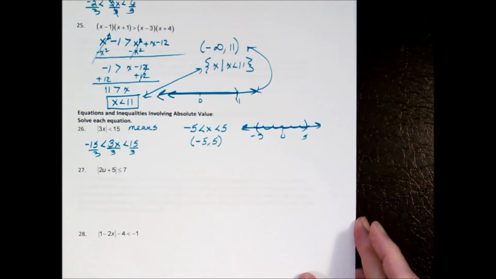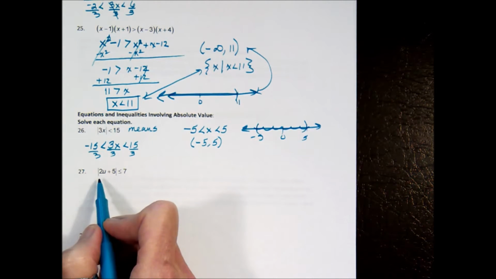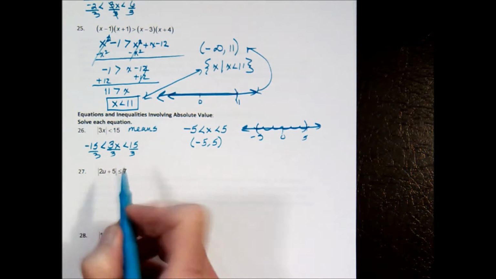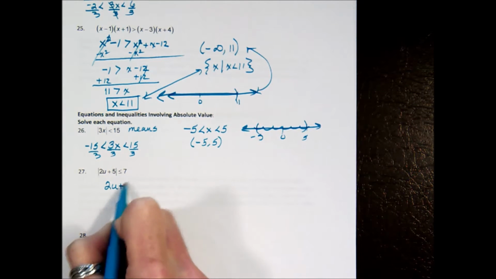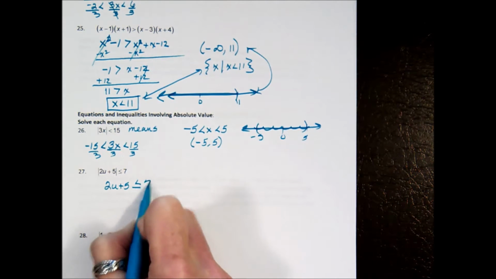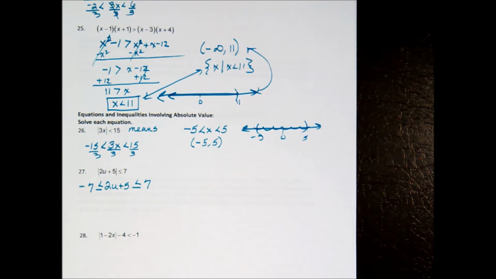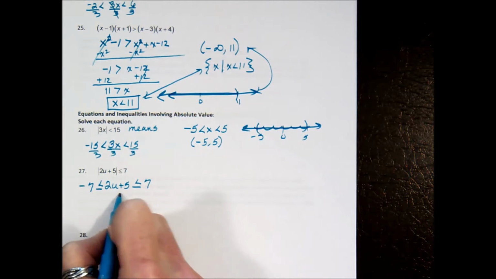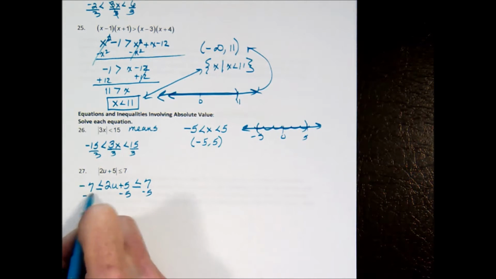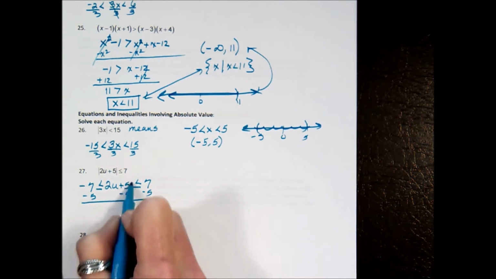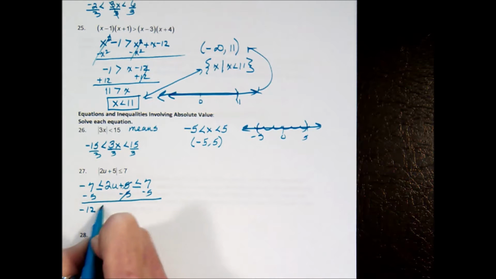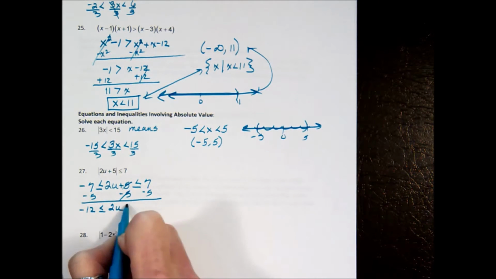All right, same thing here. My absolute value is isolated, so write it. Keep the right-hand side the same. Put the left-hand side with the negative. Now I need to subtract a 5 from all three pieces. Negative 12 is less than or equal to 2u is less than or equal to 2.